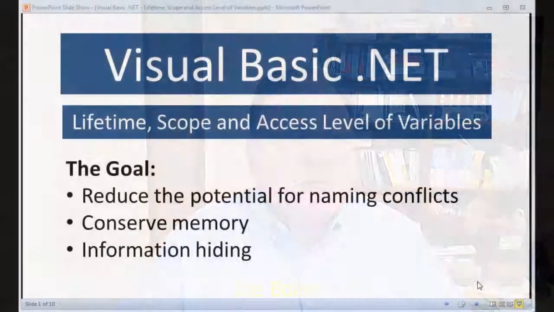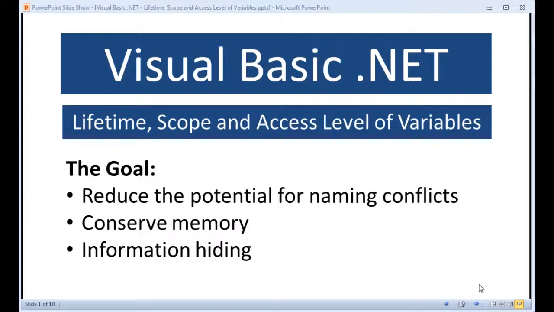Let's take a look at our concepts of lifetime, scope, and access level of variables. The main point is we want to reduce the potential for naming conflicts. The danger with a variable that's public or global is that we might accidentally use it somewhere else, not aware that we have used it in another place in our program. That could be a problem in our code.